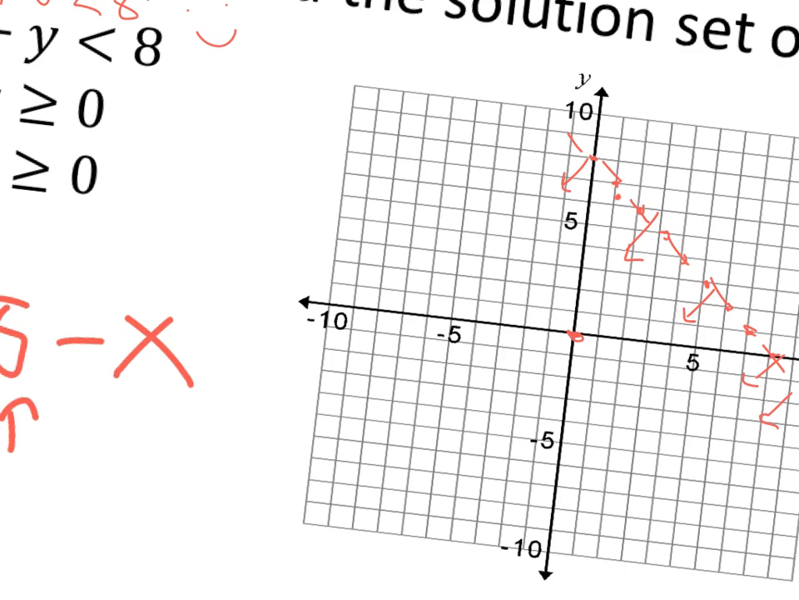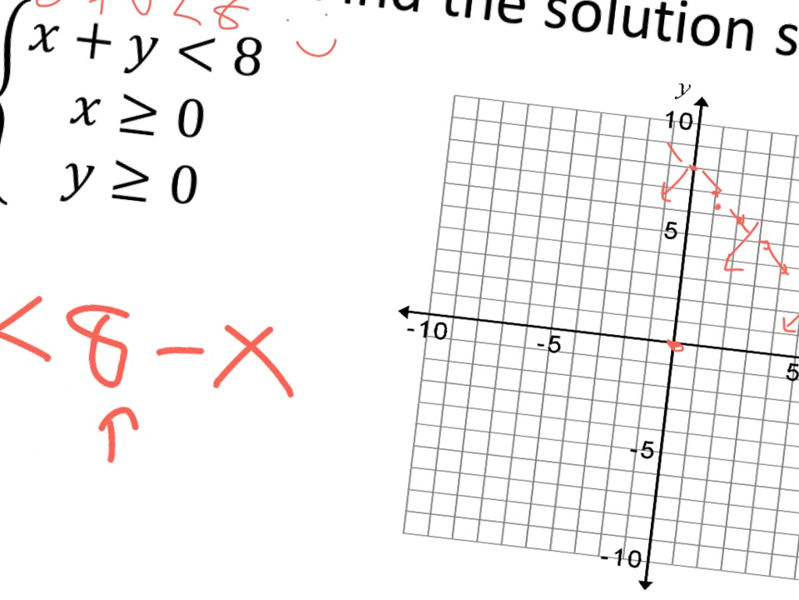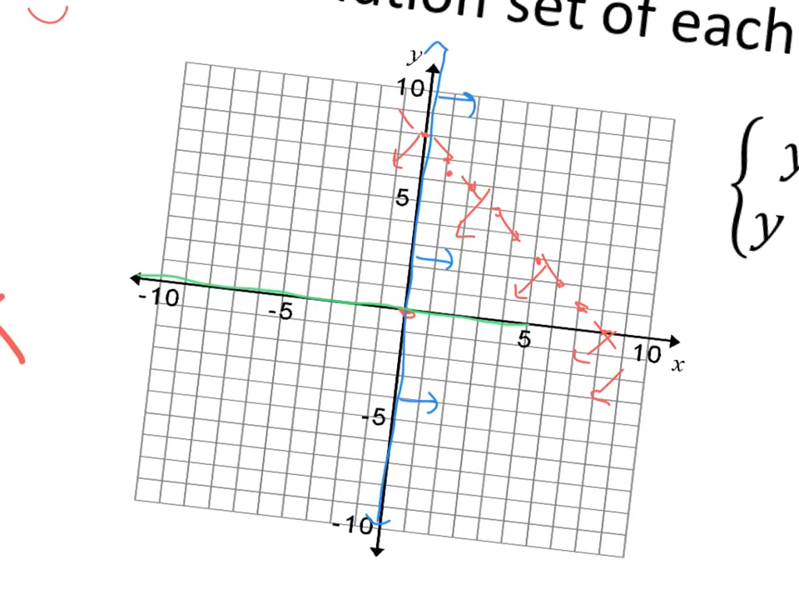Our next line in our system is x is greater than or equal to 0, which is already in slope-intercept form. It is actually a vertical line that is solid along the y-axis. Where are my x values larger than 0? That would be to the right. So my arrows go to the right. And then the third equation, y is greater than 0. That would be my x-axis. I need to go this way.